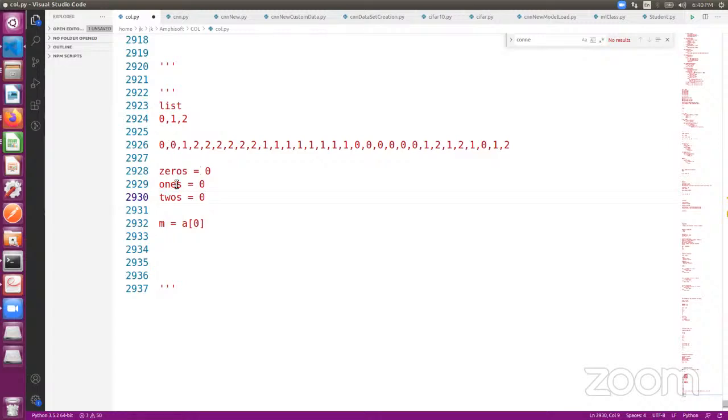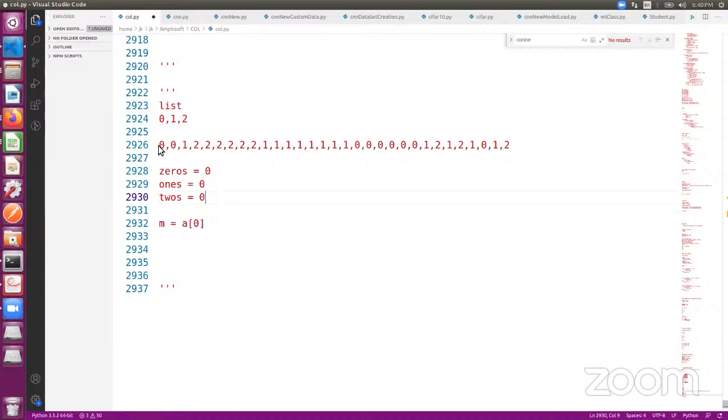And what you do is, you will have an if condition. If it is 0, increase the value of 0 by 1. If it is a 1, increase the value of 1 by 1. If it is 2, increase the value of 2 by 1. Understood? By this way, you can find out how many zeros are there, how many ones are there, and how many twos are there. That's it.